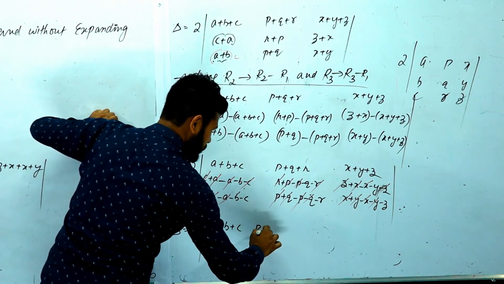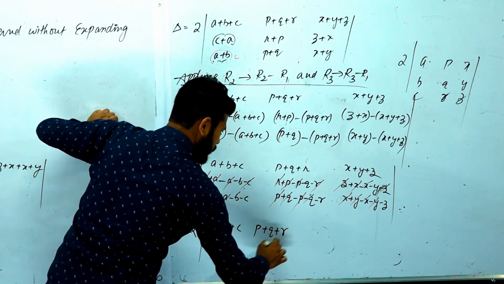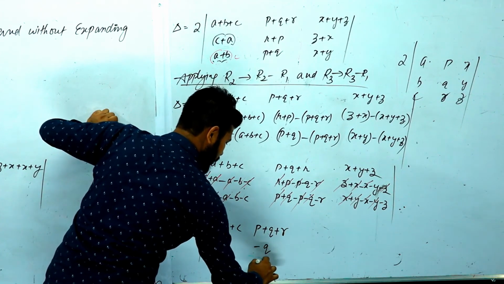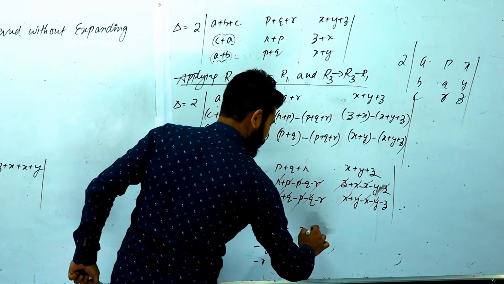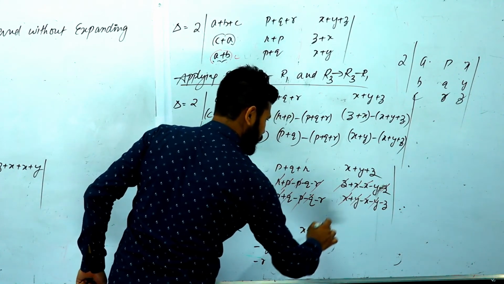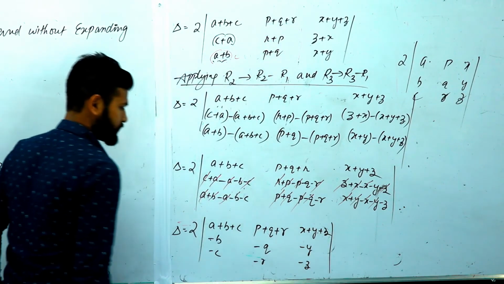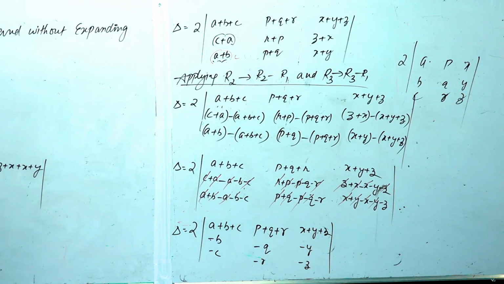Same thing here, p plus q plus r. What is left? Minus q and minus r is left. Same thing here, x plus y plus z, x plus y plus z. What is left? Minus y minus z. Wow, great. So almost we are close to the answer.